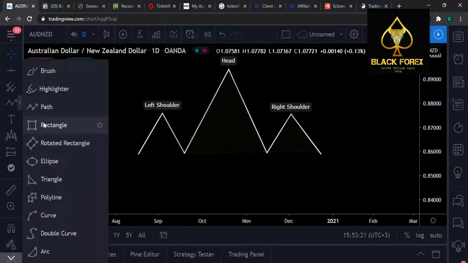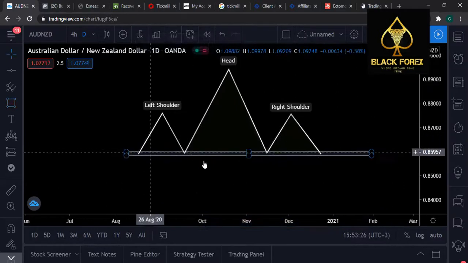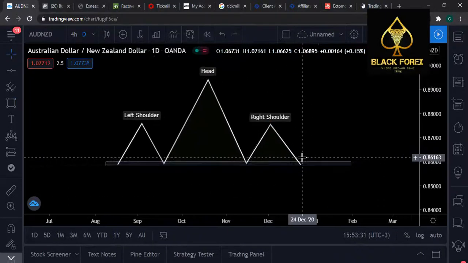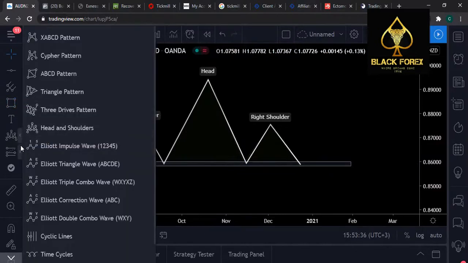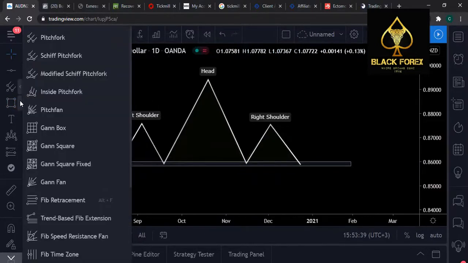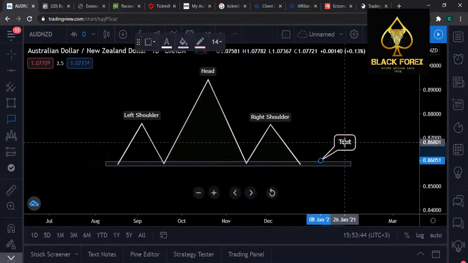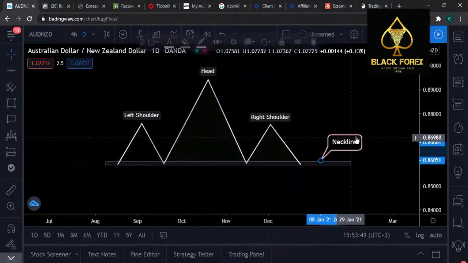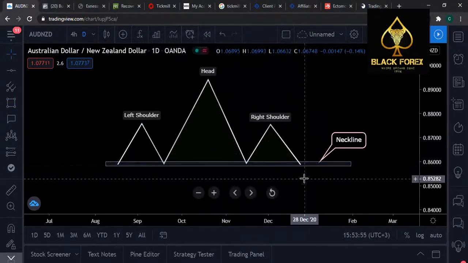Now, when the pattern is complete, you need to add this zone here where there is a base, the support zone which holds the whole pattern. You need to add that, and this base is what we call a neckline. Okay. Now, once the prices reach here on the neckline, that's when you have to keep your eyes on the pattern. You have to be very keen. You have to be watching the pattern closely.